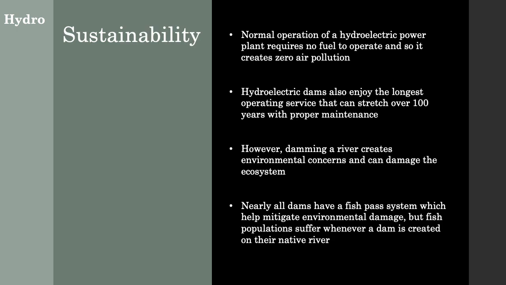The next criteria is sustainability. Normal operation of a hydroelectric power plant requires no fuel, and so it creates zero air pollution. Hydroelectric dams also enjoy the longest operating service, which can stretch over 100 years with proper maintenance. However, damming a river creates environmental concerns and can damage the ecosystem. Nearly all dams have a fish pass system, which can help mitigate environmental damage, but fish populations suffer whenever a dam is created on their native river.